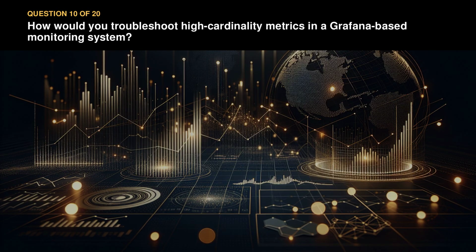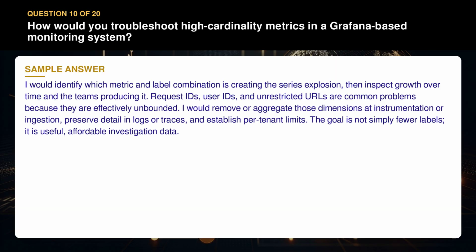Question 10. How would you troubleshoot high-cardinality metrics in a Grafana-based monitoring system? I would identify which metric and label combination is creating the series explosion, then inspect growth over time and the teams producing it. Request IDs, user IDs, and unrestricted URLs are common problems because they are effectively unbounded. I would remove or aggregate those dimensions at instrumentation or ingestion, preserve detail in logs or traces, and establish per-tenant limits. The goal is not simply fewer labels, it is useful, affordable investigation data.